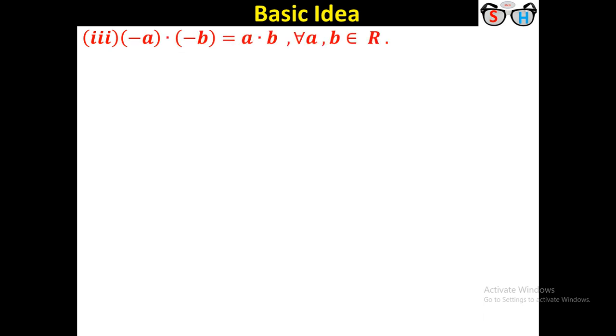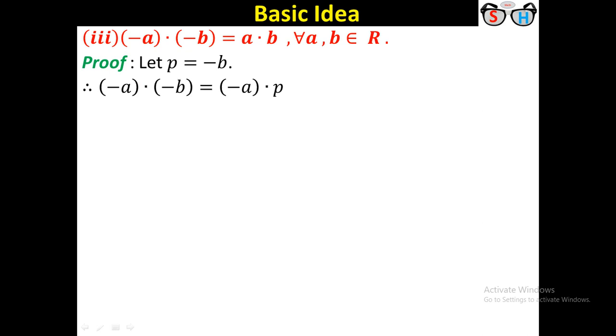This is (−a)·(−b) = a·b. For that purpose we consider −b as p. You can consider −a as a also. However, here I put p = −b, therefore (−a)·(−b) will be (−a)·p. Again (−a)·p means −(ap). From the second theorem this will be −(a·p). This occurs from the second theorem.